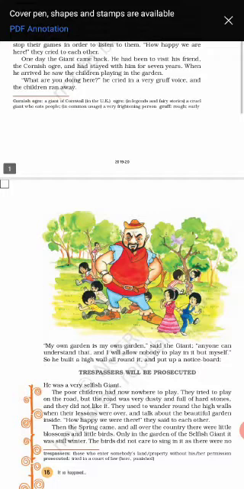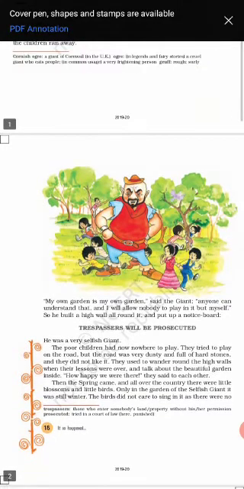After listening to his gruff voice, he said, "My own garden is my own garden," said the giant. "Anyone can understand that, and I will allow nobody to play in it but myself." The giant said, "Hello, children, it is my garden. I am the owner of this garden. How dare you enter my garden. Now understand very well that from today onwards nobody will enter my garden. Only I have the authority to enter my garden."